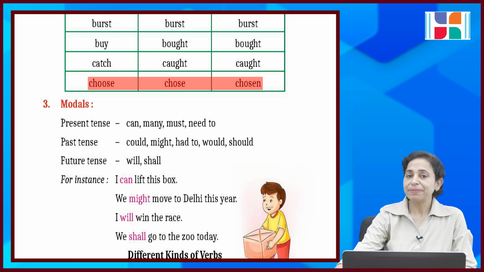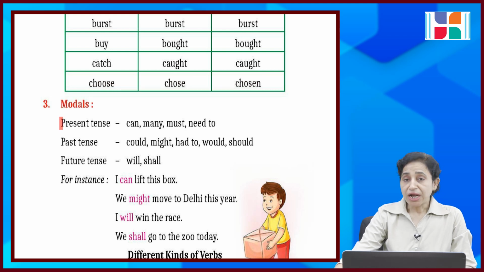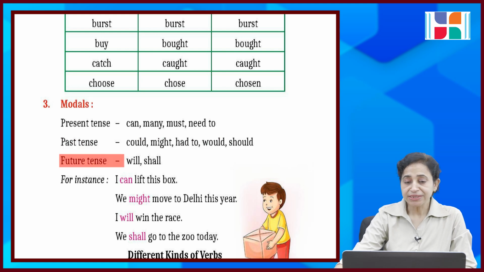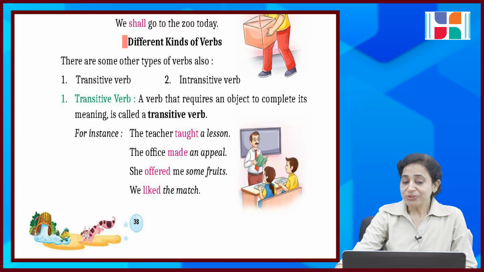और अब आप क्या करने वाले हैं? अब आप modals के बारे में पढ़ने वाले हैं. Modals, present tense: can, may, must, need to. In past tense we have could, might, had to, would, should. Future tense: will, shall. For instance, I can lift this box. We might move to Delhi this year. I'll win the race. We shall go to the zoo today.